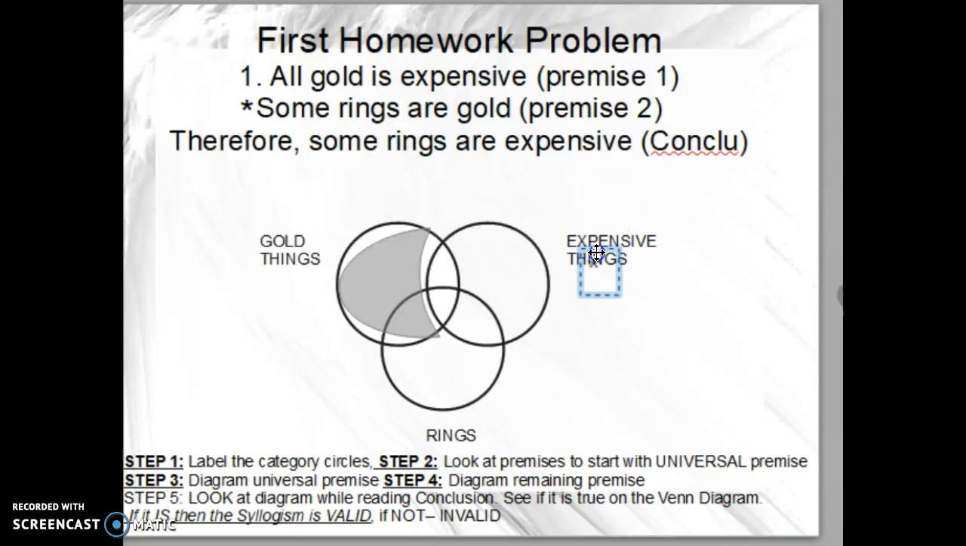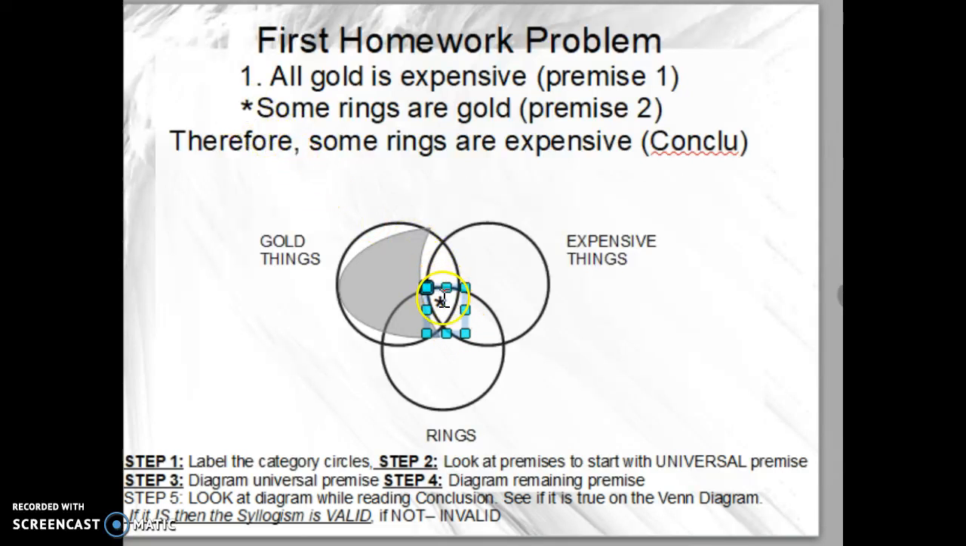So where would you put it? Some rings are gold. So I know it's going to have to be in the ring circle. And it's going to have to be where rings overlaps with gold. Now we've already said there can't be anything in here, so I can't put my star there. That one's already closed off. There's nothing there. But right here, we have where rings overlaps with gold things. So this is where I'd put that second premise.